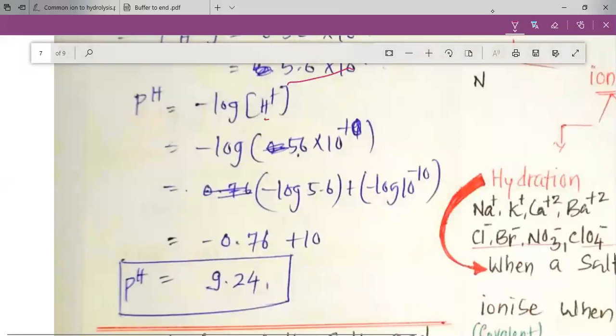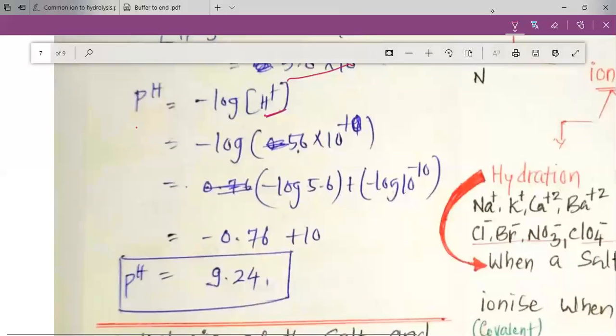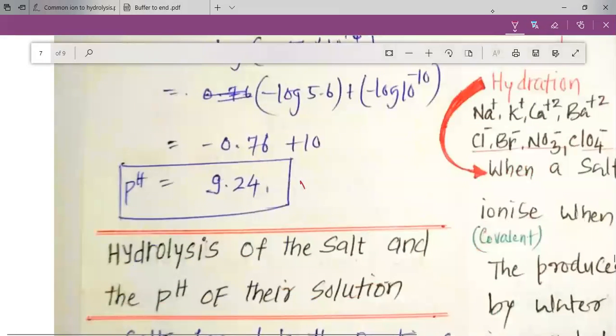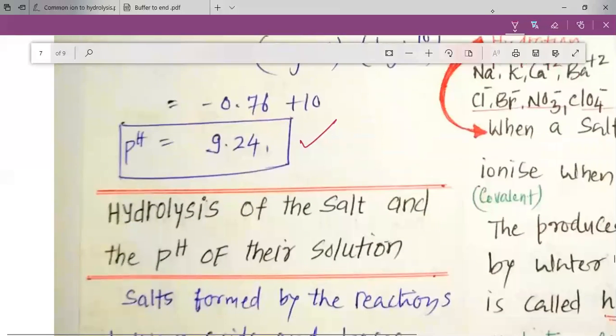Now we have the concentration of H plus, so we can find out pH. pH is equal to minus log of H plus, that is minus log of 5.6 into 10 to the power minus 10, which gives us the value of pH 9.24.